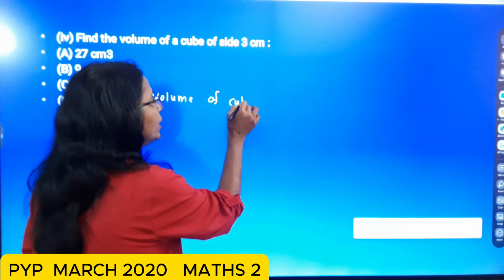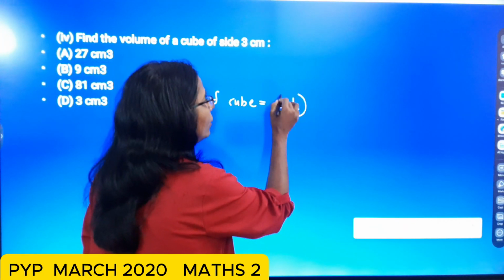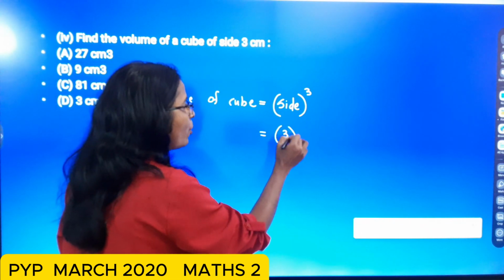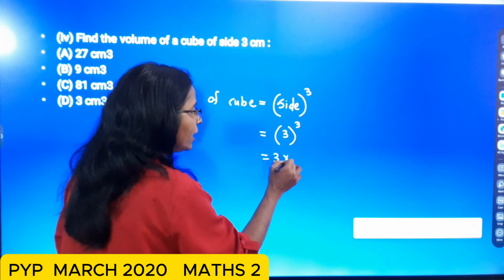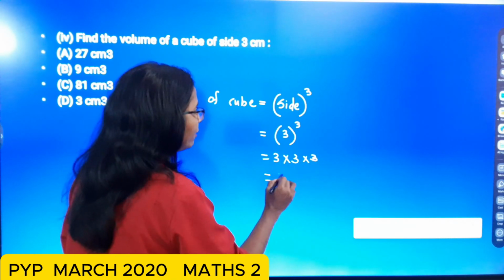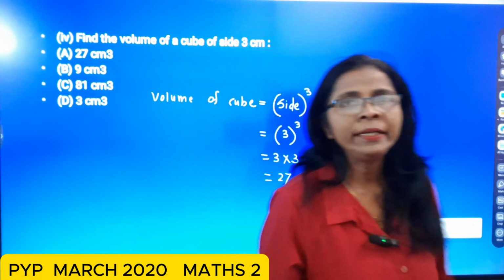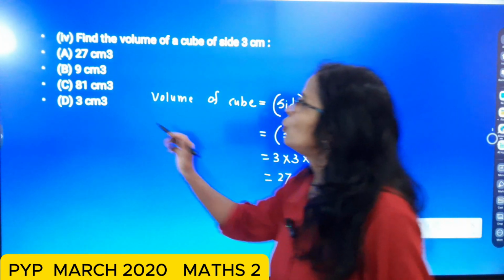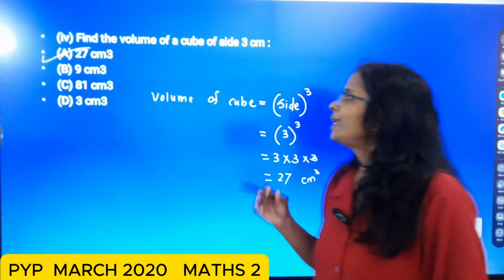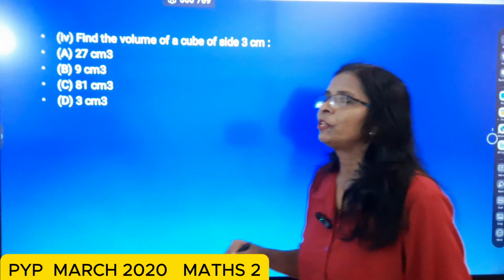Volume of cube. Now the formula is side whole bracket cube. That means here students, the cube of 3. Now the cube of 3 means 3 multiply 3 multiply 3. That means students, 3 3 is 9 and 3 is 27 centimeter cube. So that means students, the correct option is A, 27 centimeter cube. Okay, so now here students, the MCQ questions are finished.